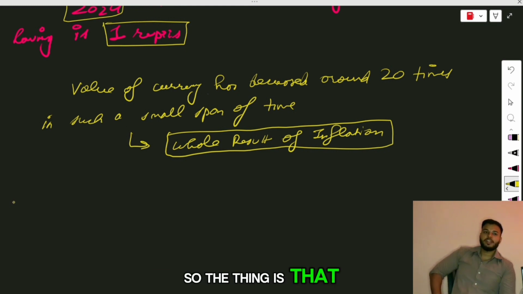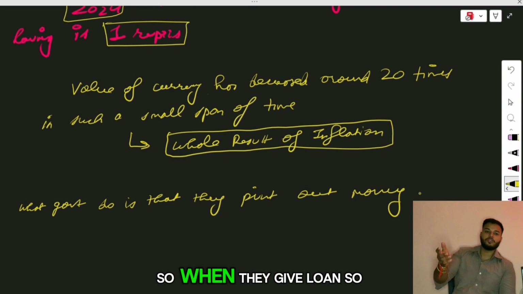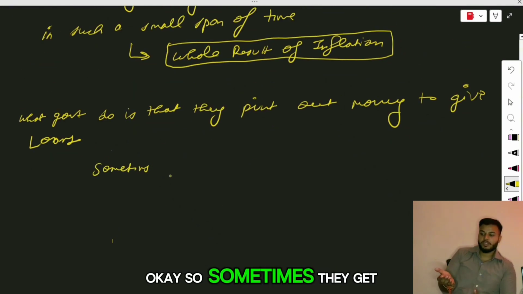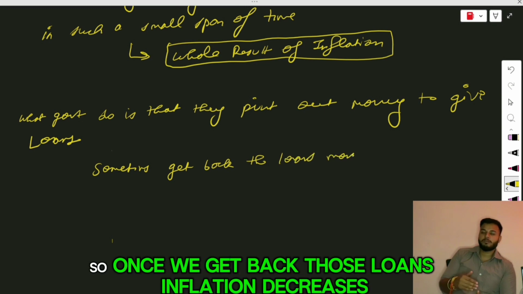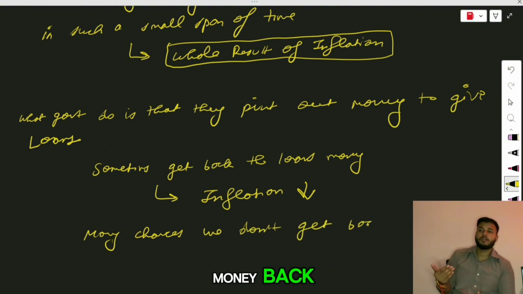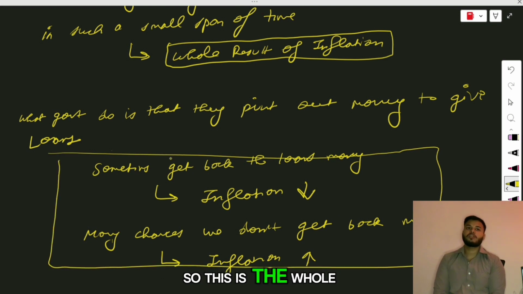In today's world, if India needs more money, they can go forward and print money out of thin air. And what governments usually do is print money to give out loans. When they give loans to people, sometimes they get those loans back. Once we get back those loans, the inflation decreases. But there are many chances where we don't get any money back. That will cause the inflation to rise. So this is the whole issue.